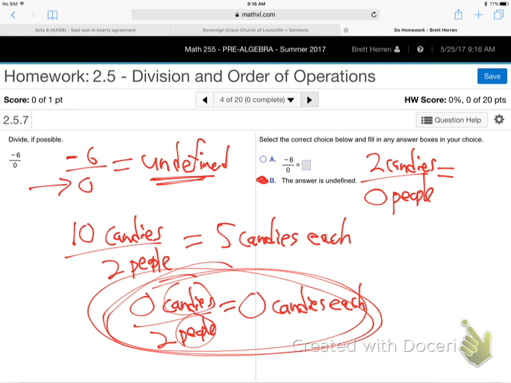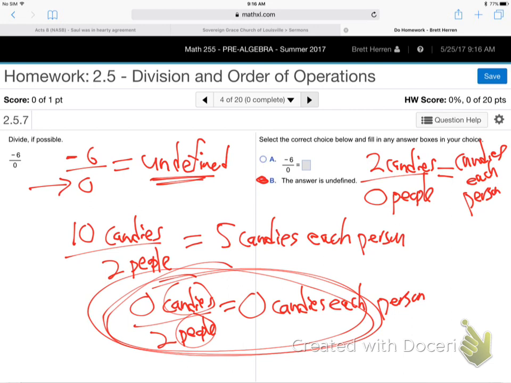So how many candies for each person, right? Each of these means each person. That's what we were doing in all these problems, right? When we were saying 10 candies among 2 people, there's 5 candies for each of those persons, right? Not of other persons, but of these people. And if you have no candies for 2 people, then no candy for each of these 2 people.